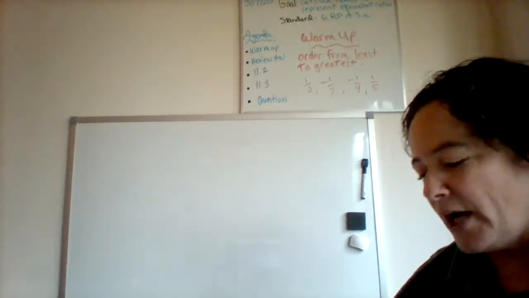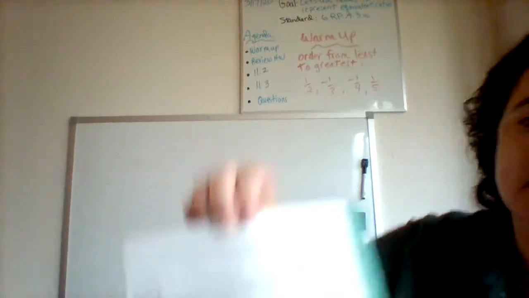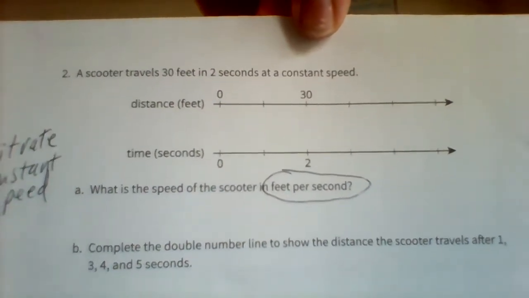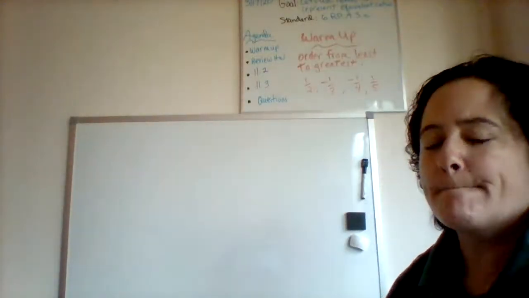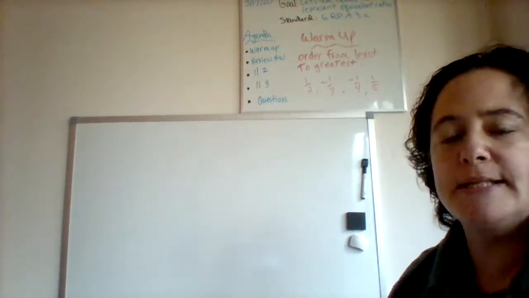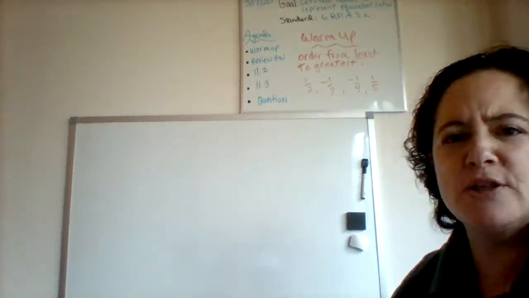All right, we got a scooter traveling 30 feet in 2 seconds, and weren't they nice? They already put it on the double number line for you. Would you do me a favor right now and go ahead and fill that out? Fill it out completely, because in letter B, it's asking you to fill it out completely. Oh, you guys said you did this already, right?